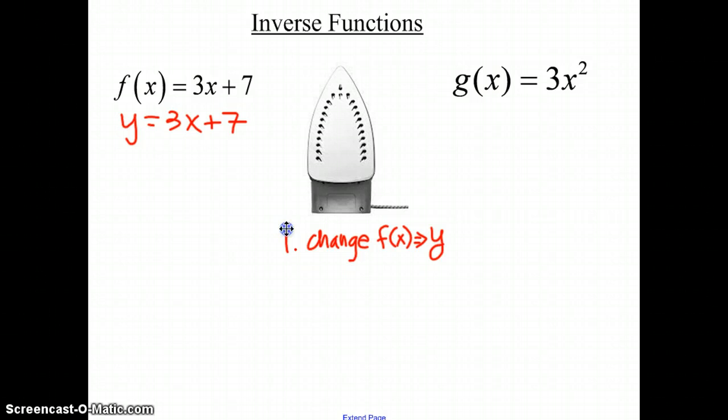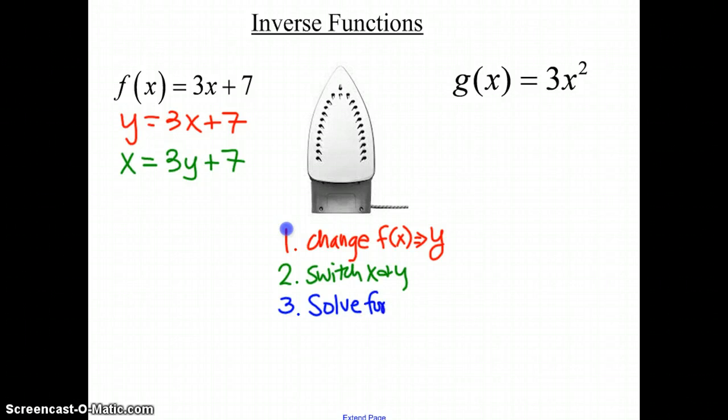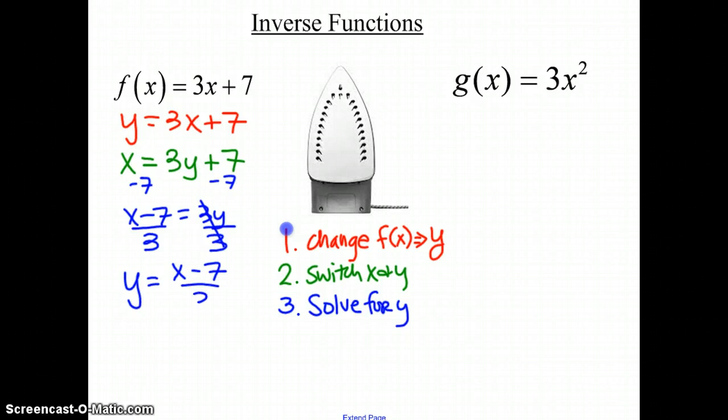Your next step, just like on the last page, we switched our x and y's around, so we need to switch x and y in our equation as well. So we now have x equals 3y plus 7. After we've switched our x and y, you're going to solve for y. Get y by itself. So we subtract 7 from both sides, divide by 3. Those cancel, so we get y equals (x minus 7) all over 3.